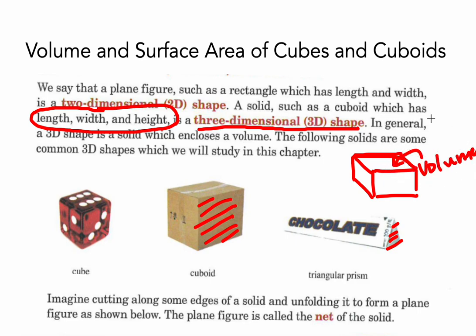A two-dimensional figure, like a rectangle, you can also add stuff in there. And we call that the area. You can fill it up, but really you can't fill it up with water or anything, right? Or sand. It's just going to be filled up with maybe just color, right? Or paint or something. Okay, so a two-dimensional shape, the space inside is called area. A three-dimensional shape, the space inside is called the volume.